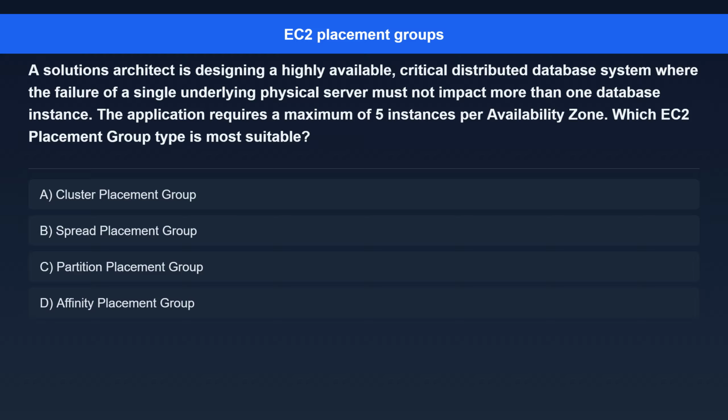Option A, cluster placement group. Option B, spread placement group. Option C, partition placement group. Option D, affinity placement group.